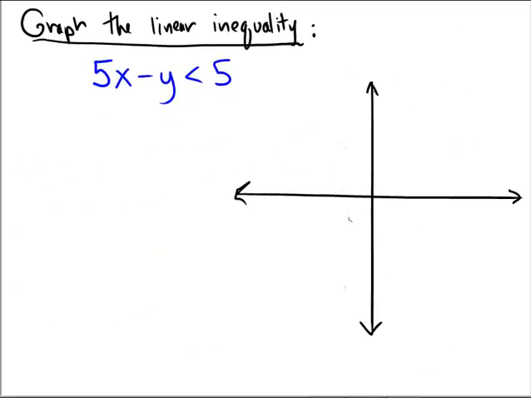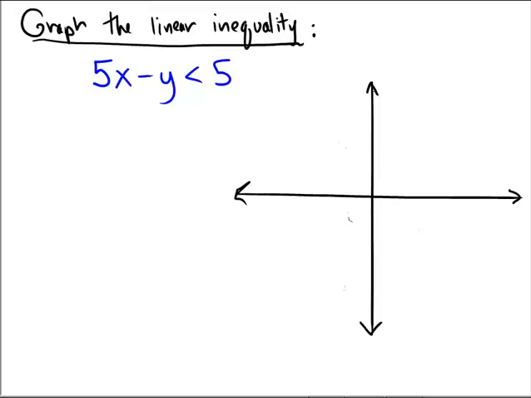Let's try to graph the linear inequality 5x minus y is less than 5. To get started, it's really a large two-step process. One, we first need to graph the line, and then the second is to determine which side of the line we wish to shade.